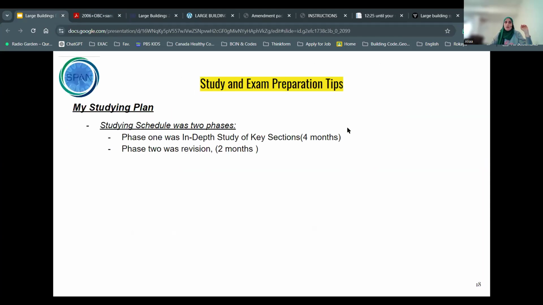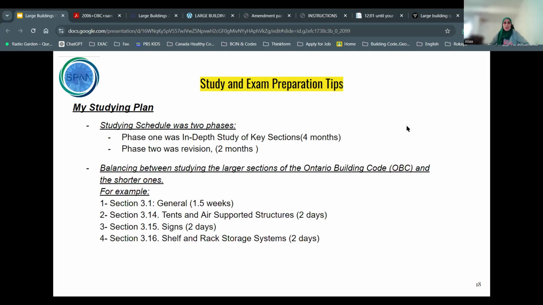Okay. My studying plan took me 6 months. It was 2 phases. First one, 4 months of in-depth study, and second one was revision. During these 2 months of revision, I put some stars and sticky notes on parts I needed to study again. And for these 2 months, I only focused on the manual, not reading the OBC again. Manual and sketches, that's it.